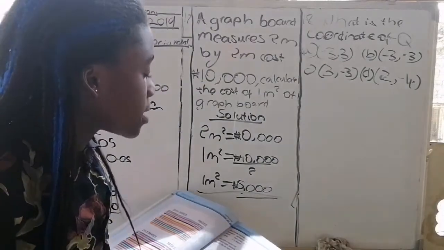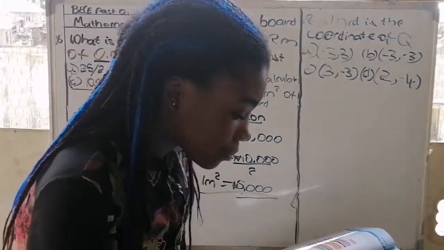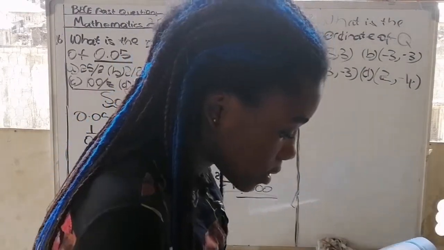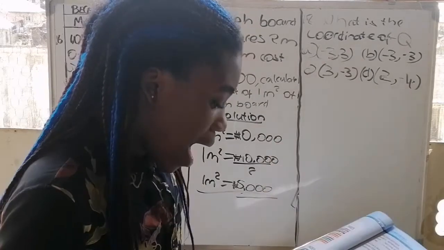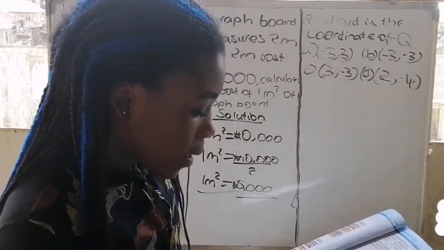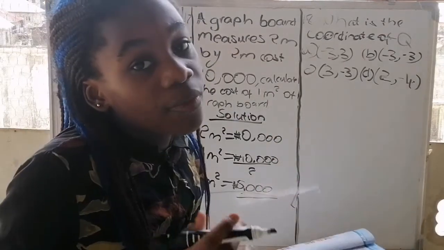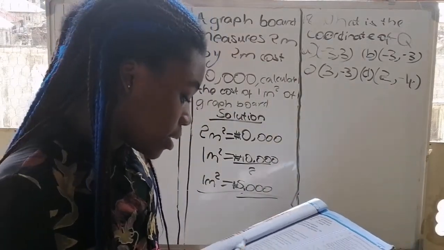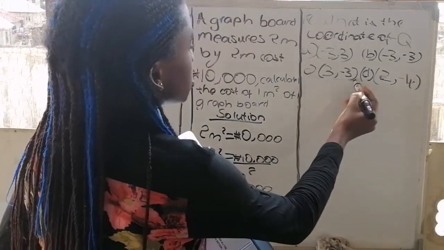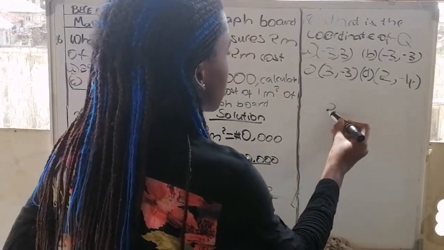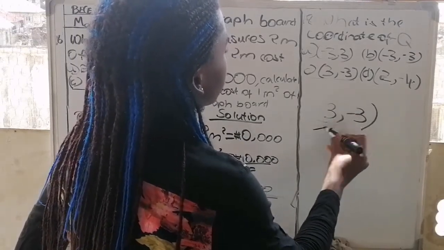So which means that we have to check for Q. Then it is on the x-axis, number 3, which will be the first thing, and then the second one is -3. So the coordinates of Q in the graph is simply 3, -3, which is option C. So this is our final answer.